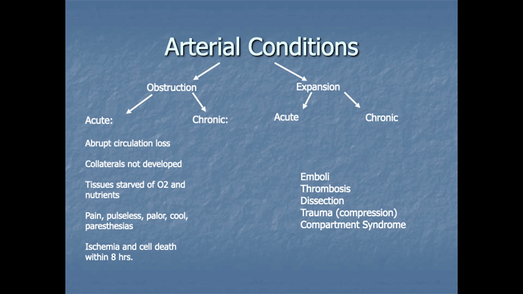So again, on the obstruction side, acute. What happens if you acutely lose your circulation? Think of it like strangling your leg, right? What do you think that's going to present with? How would the patient present? It's going to hurt. It's going to look white because you're not getting the pink perfusion, right? You don't have the backup circulation developed because you just shut it off, so it didn't happen over time. The tissues are going to starve.